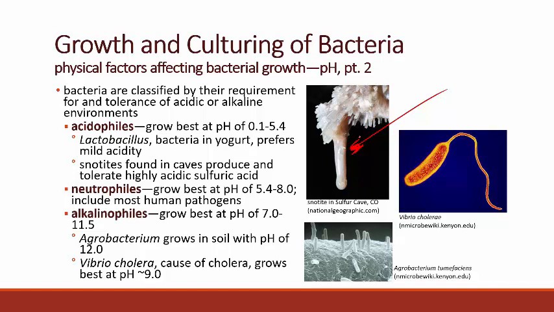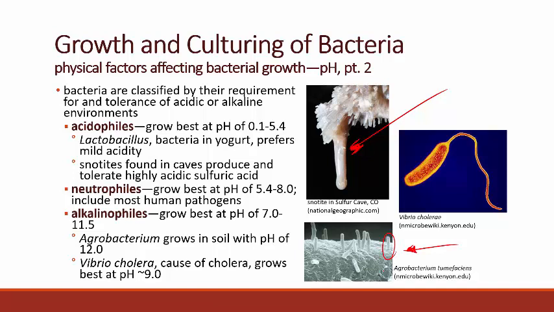One example of an alkalinophile is agrobacterium. That's a bacterium that grows in soils that have very, very high pHs, around 12. And here's some agrobacterium here. These little rods are the agrobacterium.